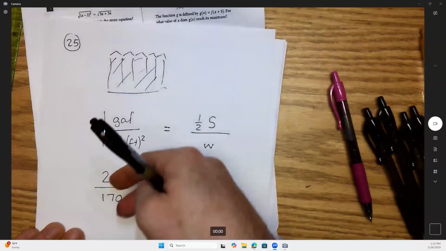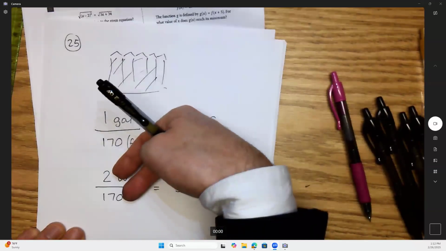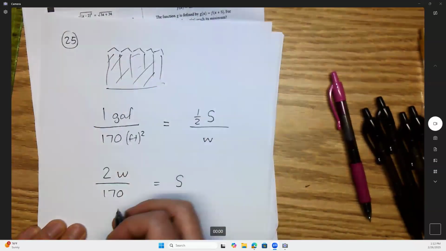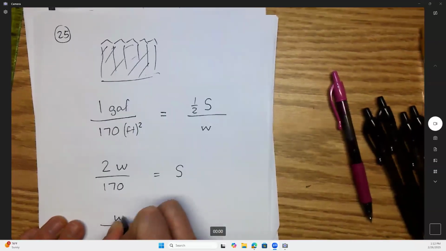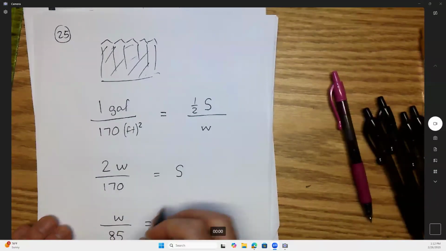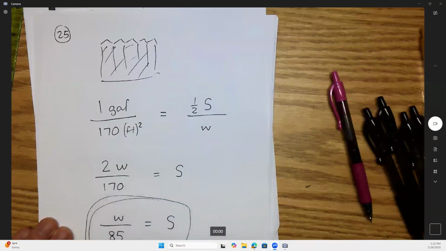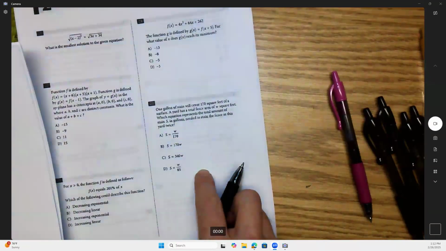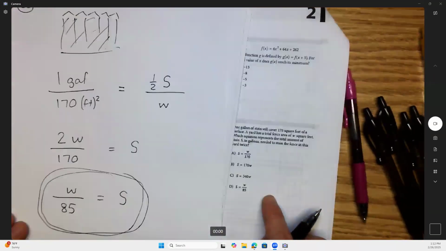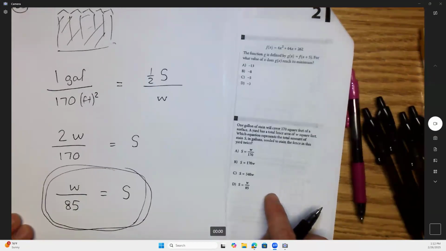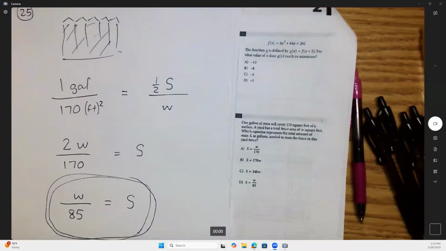Now I can reduce this. What is 170 divided by 2? 85. I think that's the answer they're looking for right there. Is that D? Make sure the answer is D. Yep, 25 is D. All right, that is our pause point today.